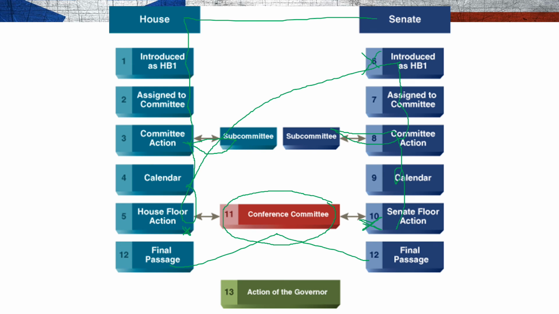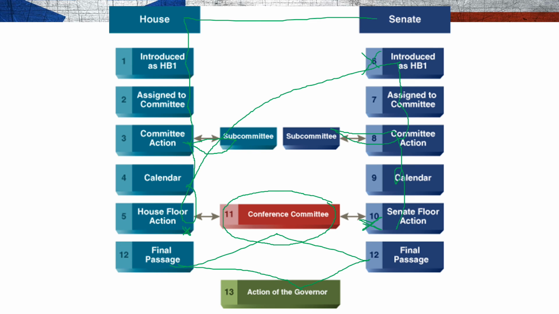And this is what we talked about. There has to be no voice vote. This is a recorded vote. And if both chambers pass the bill, then the bill is sent to the governor. And the governor can have a lot of different options. They may sign it into law. The governor could not sign it.